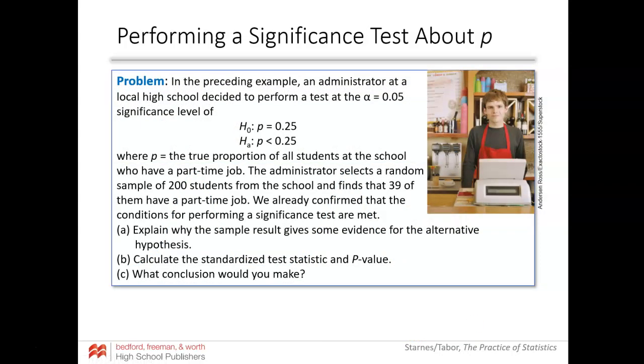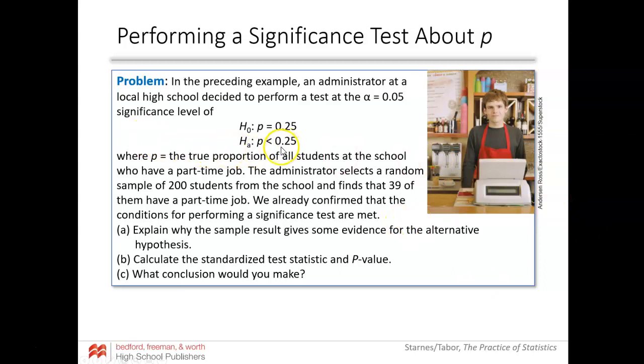So now we're back to that part-time job question. Remember, the administrator selected a sample of 200 students, found that 39 out of the 200 did have a part-time job, and we already did the conditions check a couple slides ago. So now we're going to answer some other questions. Explain why the sample result gives some evidence for the alternative hypothesis.